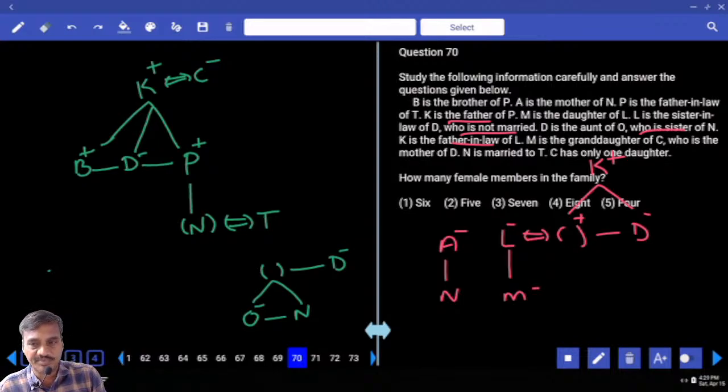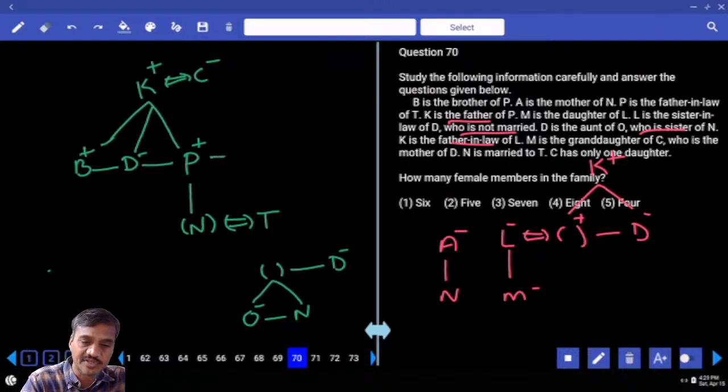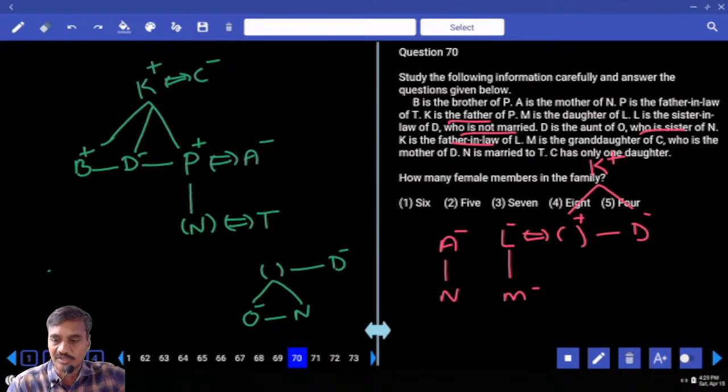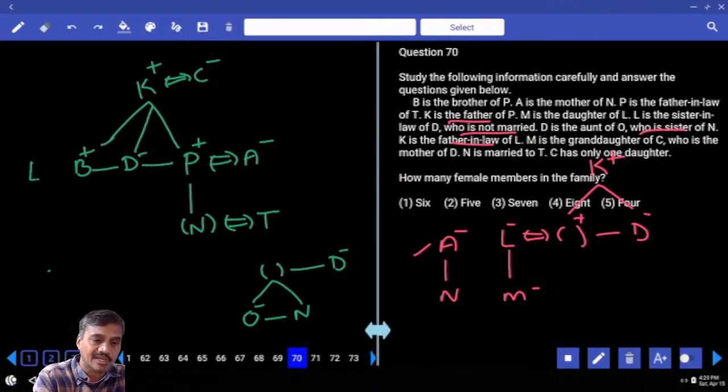B is the brother of P. A is the mother of N. Now A is the mother of N, then we need to take A is the mother of N. And next one, L, M, D. Now L and B, L must be here. Now if L is here, L is married to whom? L is married to B. Now if L is married to B, then this L should have a child that is M.